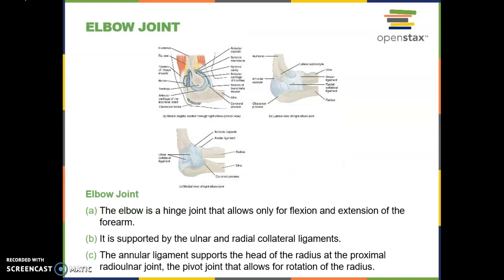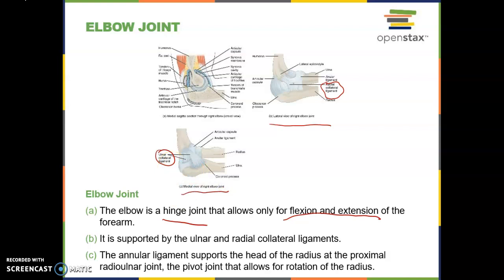The next joint is the elbow joint, which is essentially a hinge joint and allows for flexion and extension of the forearm. Flex and extend your forearm and see how the elbow joint works. It is supported by radial and ulnar collateral ligaments. So we have ulnar collateral ligaments here, and on the other side, we have radial collateral ligaments. On the lateral view, you see the radial collateral ligaments. On the medial view, you see the ulnar collateral ligaments.